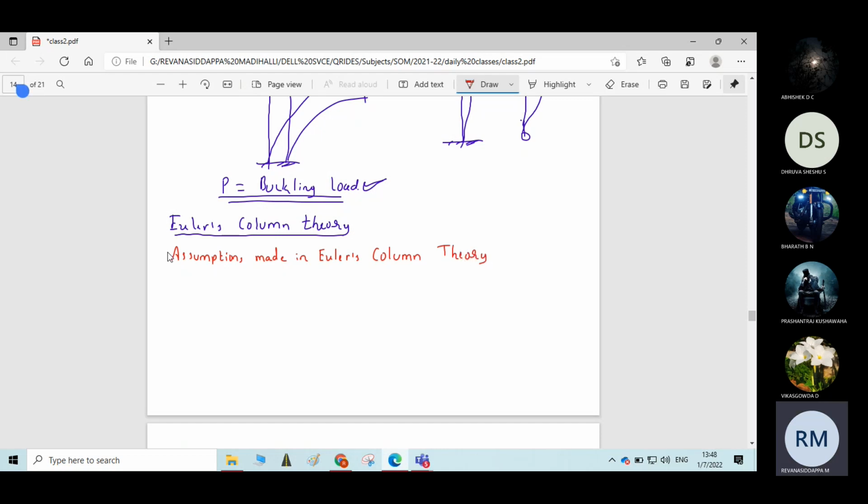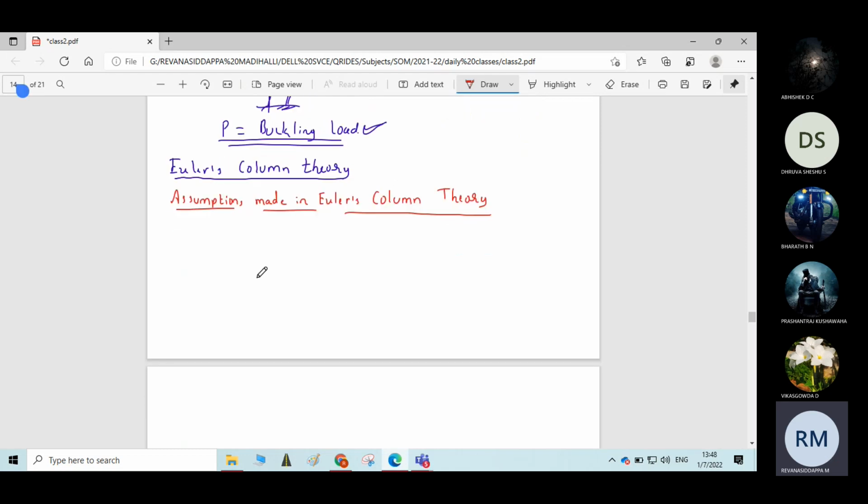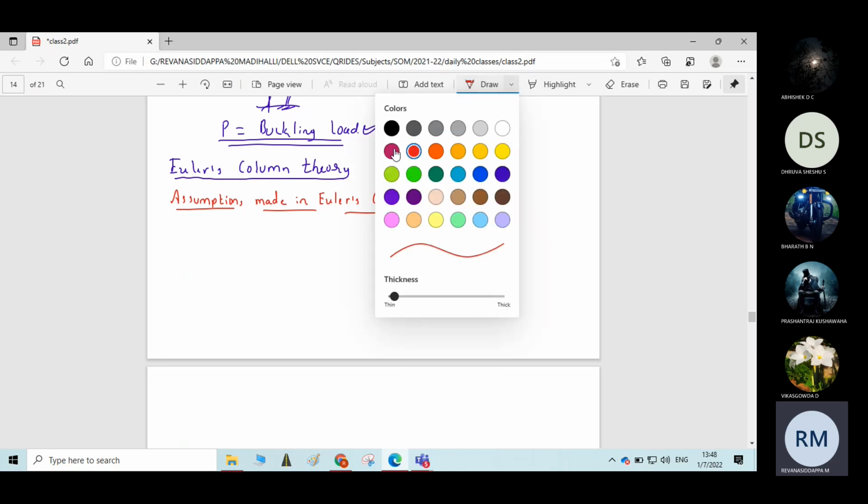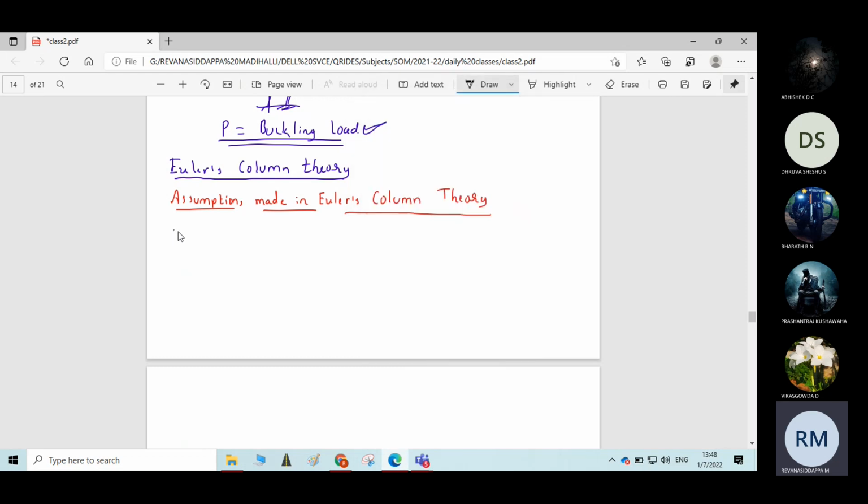Okay, assumptions made in Euler's column theory. This is also very important, students. This is a theory question that they will normally ask in the examination. Let us see what are the assumptions made in Euler's column theory. There are certain assumptions which he has made to derive the equation for buckling load or the crippling load.